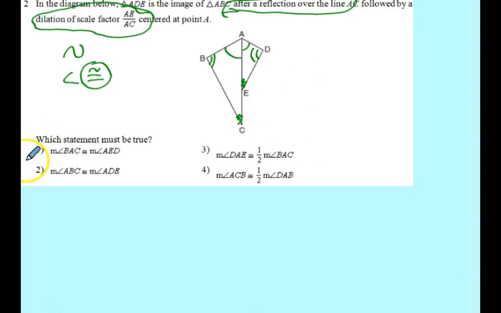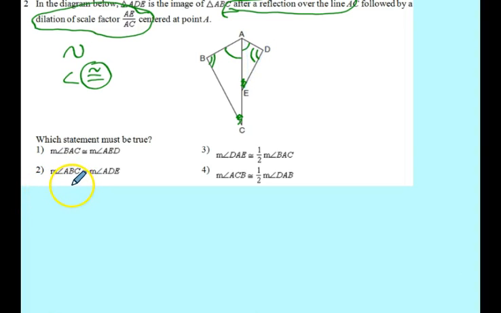Okay, so now let's analyze their choices one by one, because you need to find who these angles are before you make a decision about them. BAC is right here, and AED is right here. These are definitely not corresponding angles. We're talking about vertex A and vertex E. So that's not choice 1.